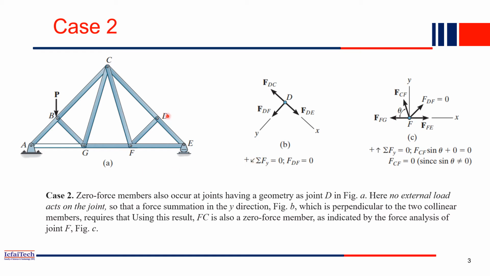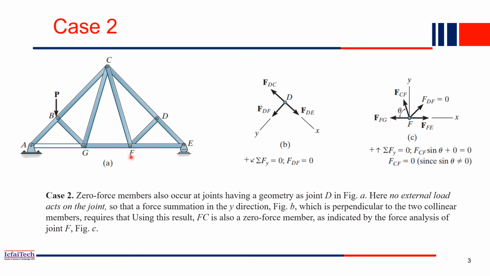So DF member is actually equal to 0. So this is a zero force member. Just by looking, we can tell that this is a zero force member. Now next, if you see joint F, this is also a zero force member. From this diagram, we understood that this is zero force. So there is no force in the DF.